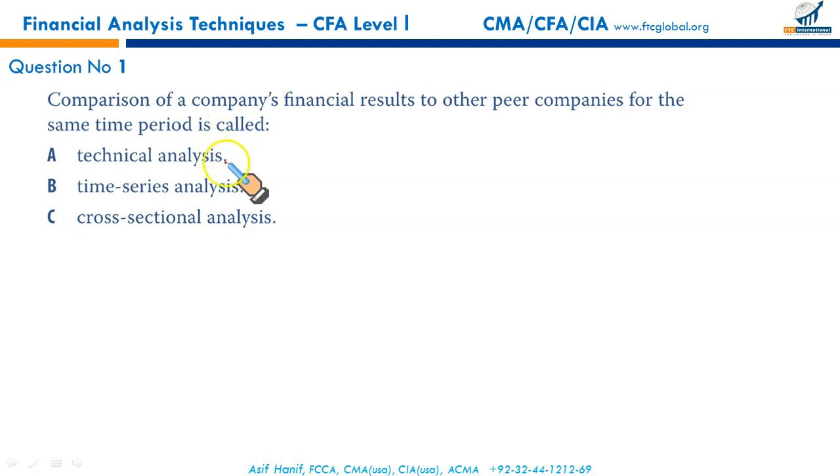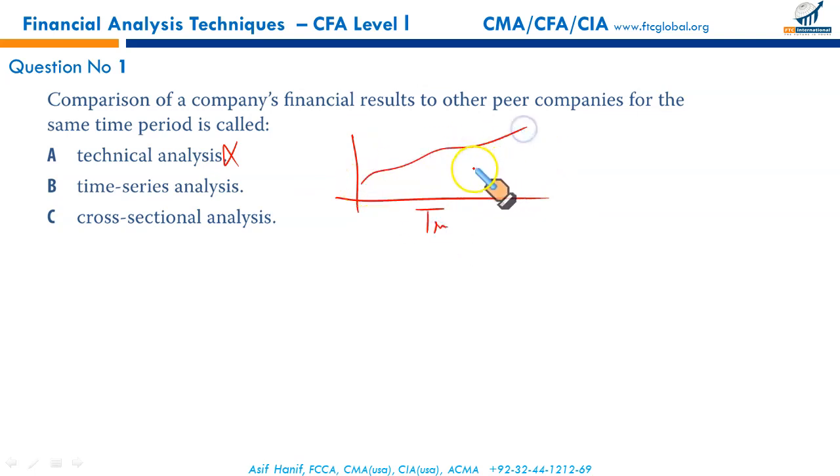Technical analysis. No, what is technical analysis? Technical analysis uses the volume of stock traded and the prices for making some investment decisions. So this is not the right option. Time series analysis is where you take time on the horizontal axis and plot some variable on time. This is called time series analysis. Of course, this is not what you're looking for.